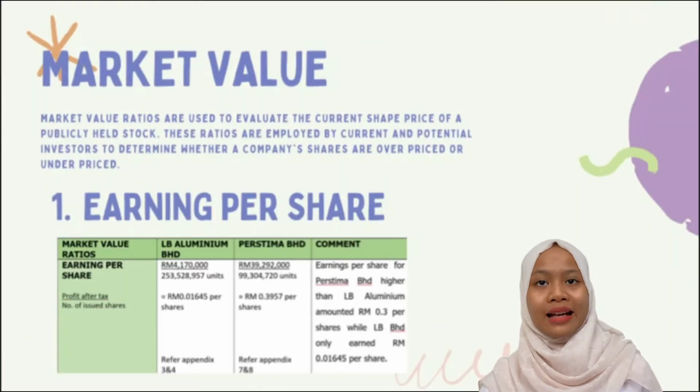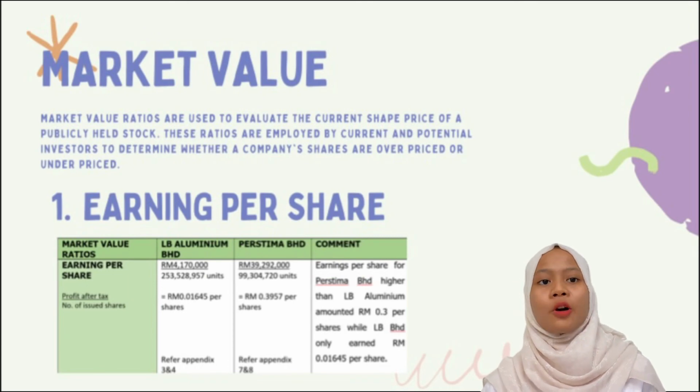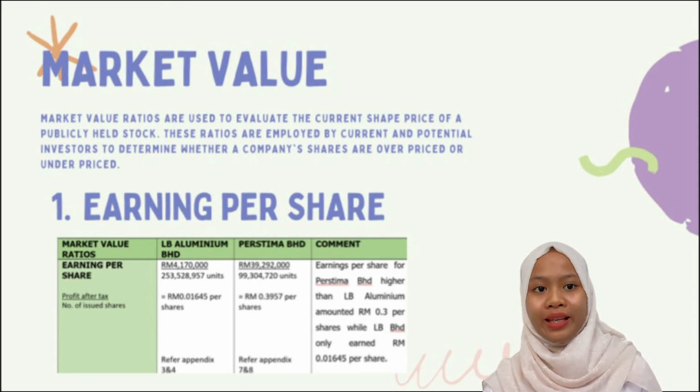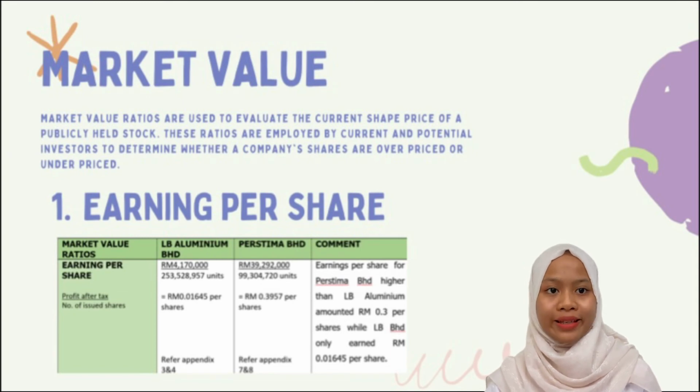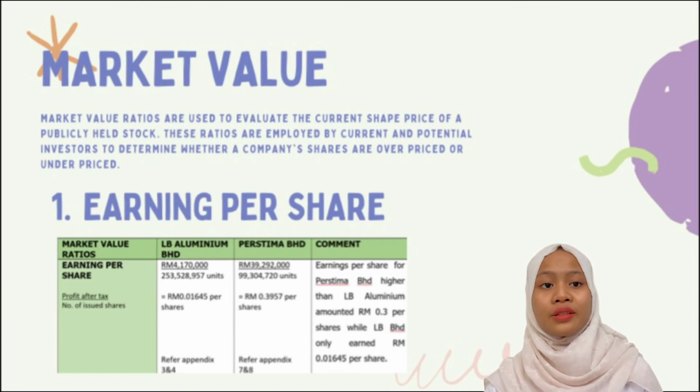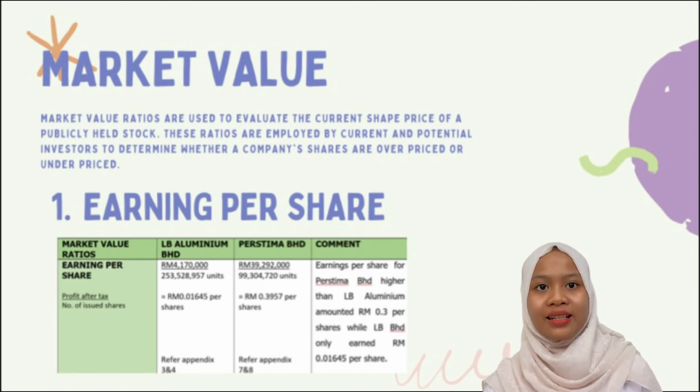Market value analysis is used to evaluate the current share price of publicly held company stock. These ratios are employed by current and potential investors to determine whether a company is overpriced or underpriced. In market value ratio, we have earnings per share. Earnings per share for LB Aluminium, we got 0.016 per share, and Perstima Berhad we got 0.4 per share. It means that Perstima Berhad has higher earnings per share than LB Aluminium Berhad.